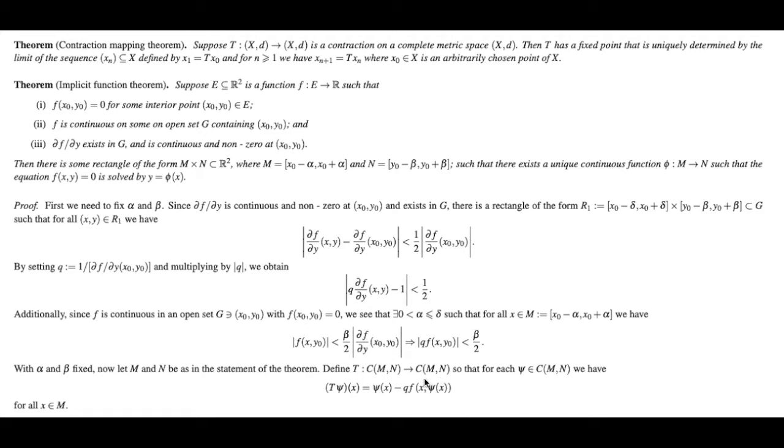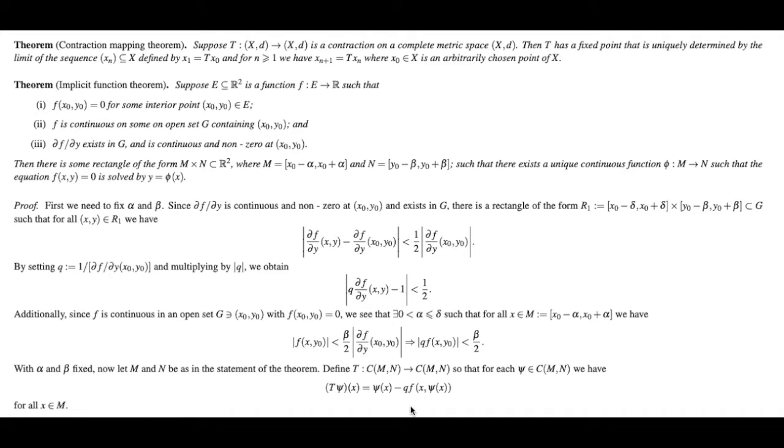We define a contraction map T on the set of continuous functions from M to N. Now we notice that the set of continuous functions from M to N is complete because the set N, the target, is complete, since it's a closed bounded interval in R, which is a complete metric space. In other words, every Cauchy sequence in CMN converges in CMN. We define T in such a way that for every psi in CMN, the map T psi applied to x equals psi of x minus q times f at x, psi of x, and this holds for all x in M.